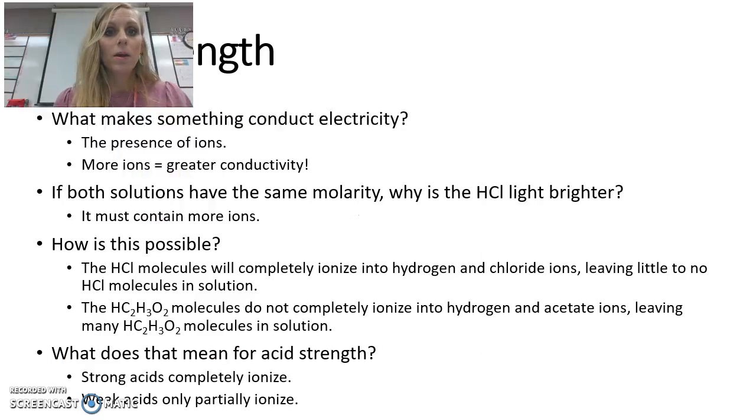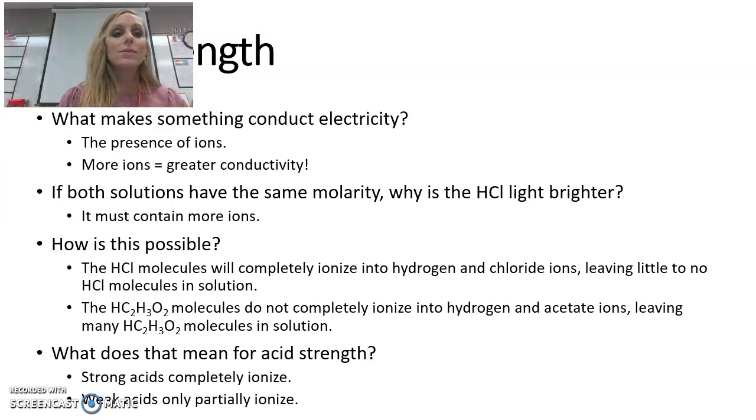Same molarity. So the reason for this is because strong acids completely dissociate, right? They completely break apart in solution. So that hydrochloric acid in that solution of water is broken up into all hydrogen ions and chlorine ions. So the more ions you have, the more electricity you can conduct, right? The more electrolytes you have.